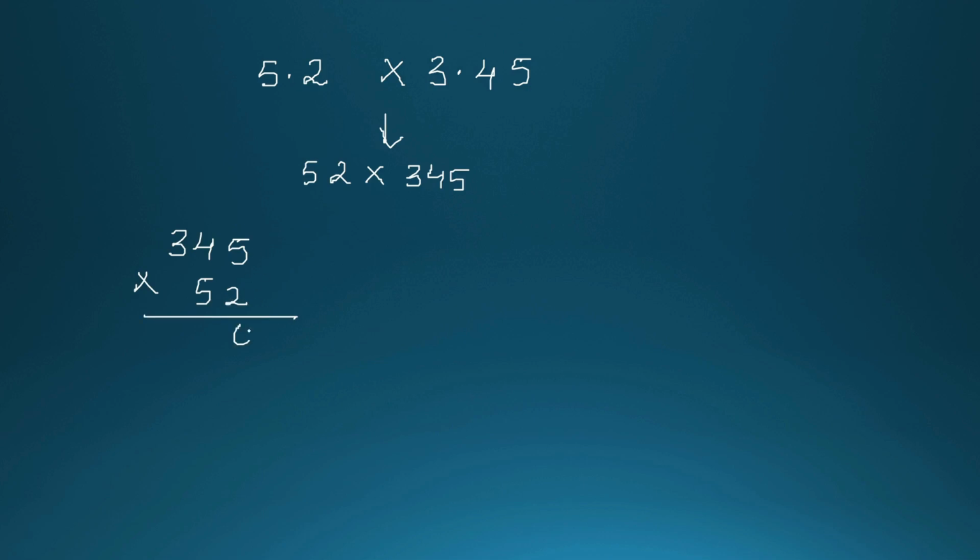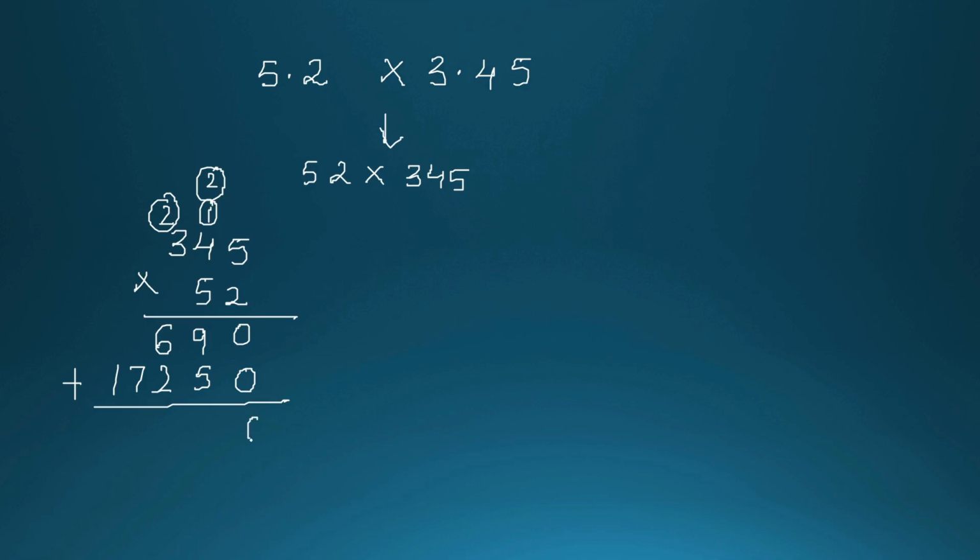Now, 2 5s are 10. 1 carry forward. 2 4s are 8 plus 1, that makes 9. 2 3s are 6, so I'll put 6. Then I have to place 0 at the ones place. Then 5 5s are 25. So 5 over here and 2 is carry forward. 5 4s are 20 plus 2, that makes 22. Again, 2 is going to be carry forward. 5 3s are 15, and I'll add 2 with it, which becomes 17.